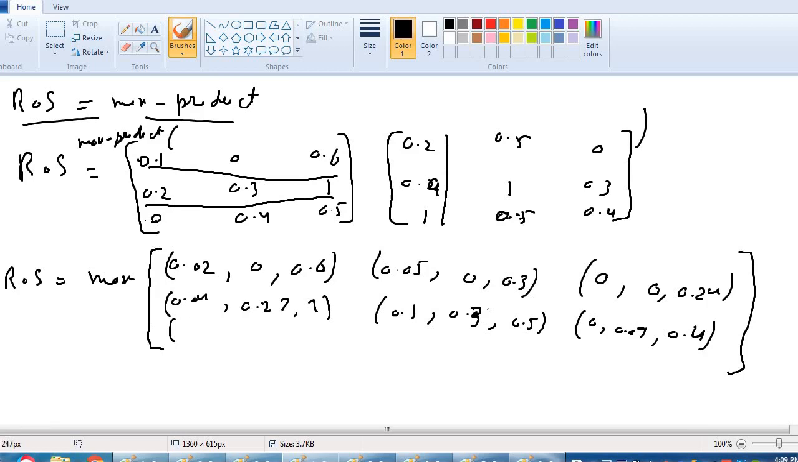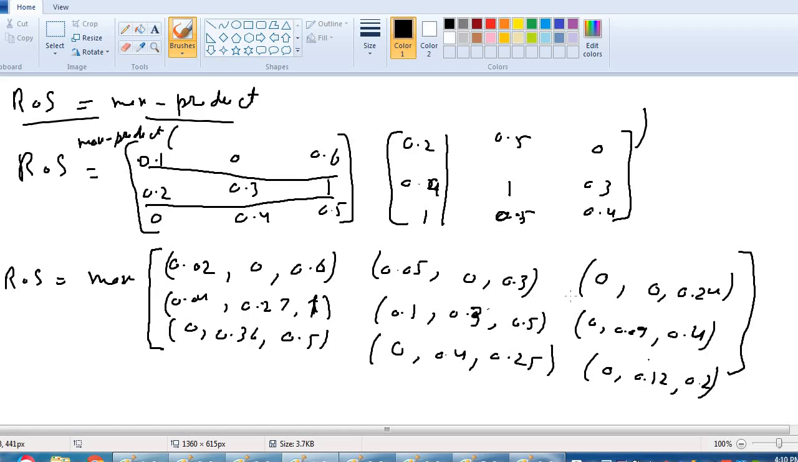And now we take the third row and multiply with all the columns. Simple multiplication of matrices. We get 0, 0.36, 0.5, then 0, 0.4, 0.25, then 0, 0.12 and 0.2. Okay, 5 4 the 20, then we get 0.2.